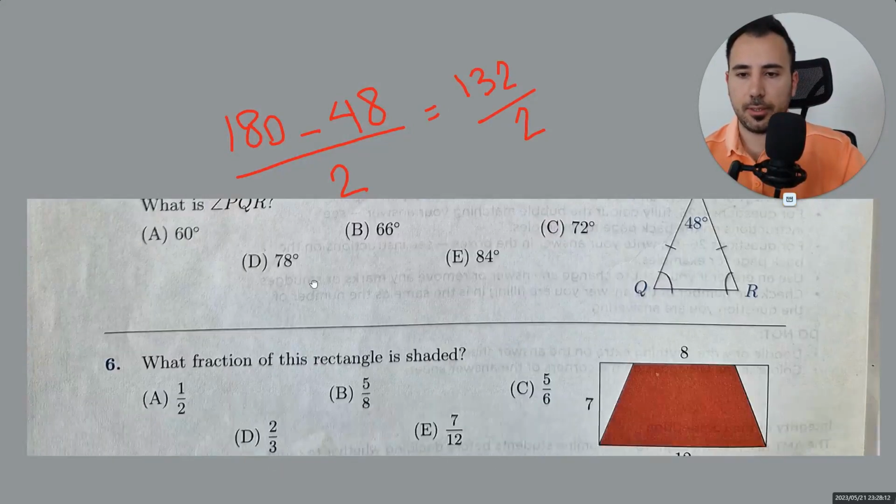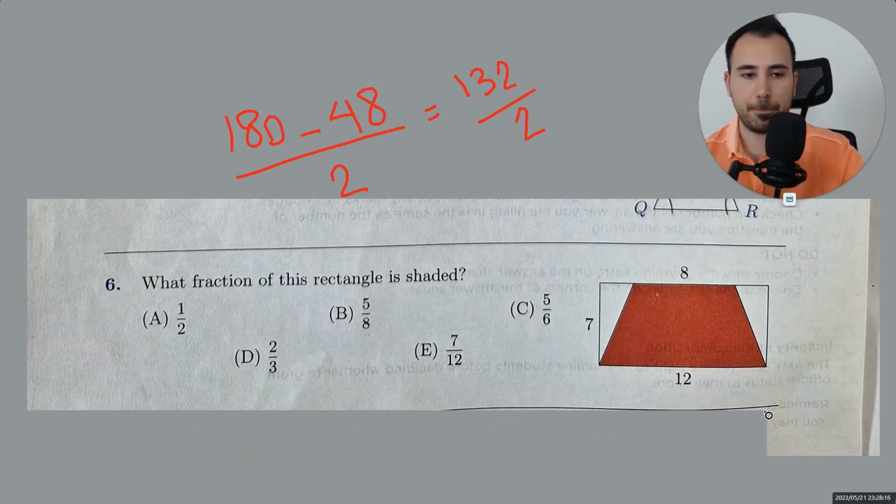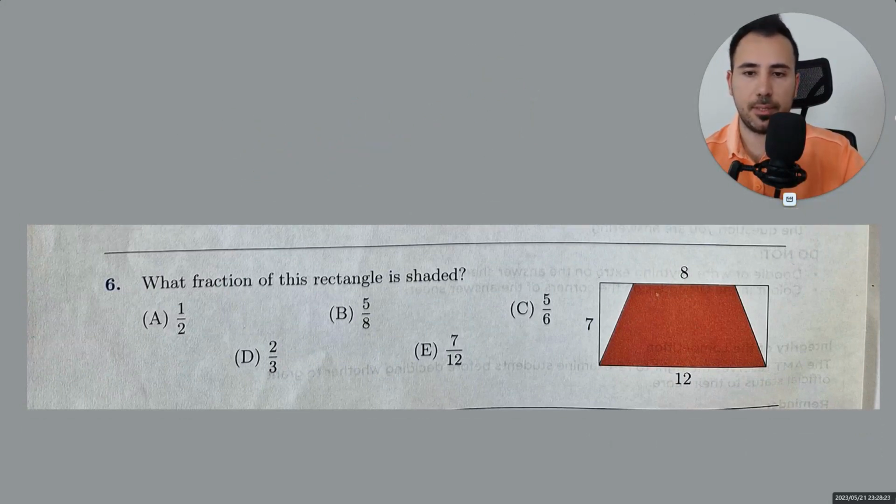Let's do the last question on the first page. What fraction of the rectangle is shaded? Let's find the area of the rectangle first. It's going to be 8 times 7, 56.